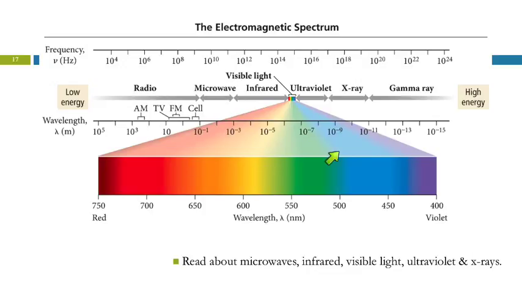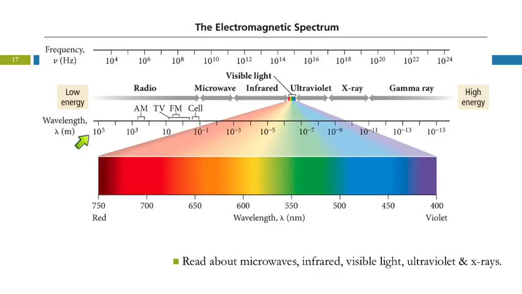So I know it's really big and colorful, but try to ignore this part for now. So here we have their names. Down here, low energy, radio waves, microwaves, infrared, visible light is this little tiny portion here, ultraviolet, X-ray, and gamma ray. We have two scales here, frequency and wavelength.